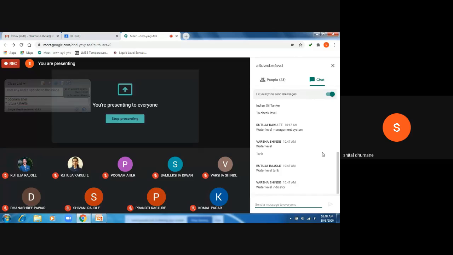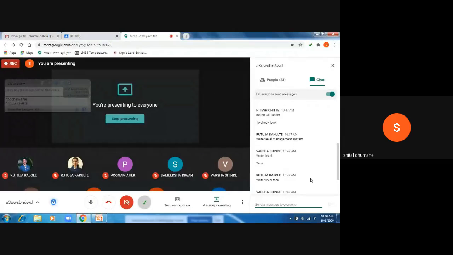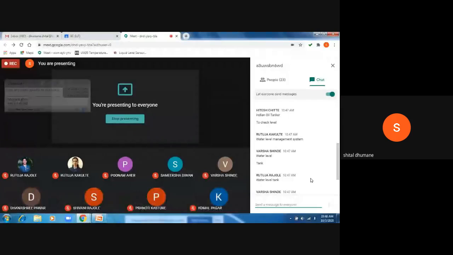In industrial areas, any example? Hitesh has told about the oil tank. Any more example? Float sensor. That is the example of a water level sensor. Hitesh, you told me that it is used in the Indian Oil tankers, okay, to check the level. But from where will those tankers get filled?